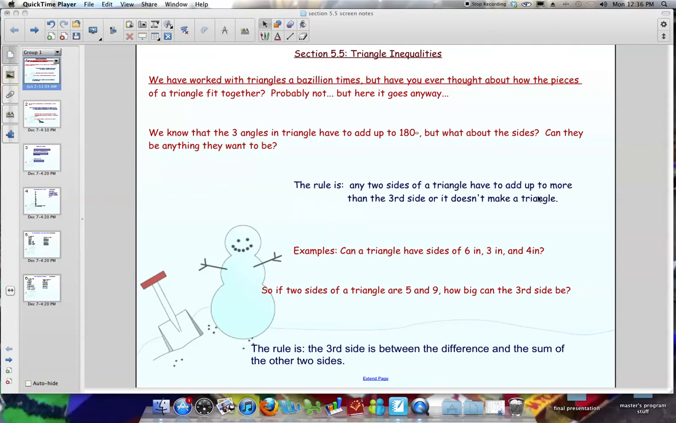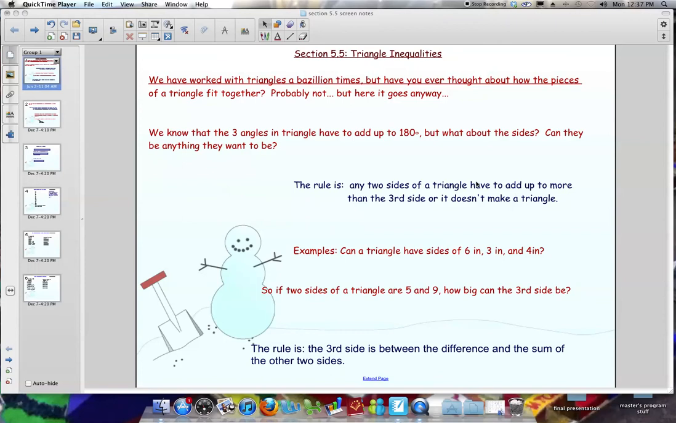So here's how it goes. If you take three sides of a triangle and you add any two of them together, that sum has to be bigger than whatever the third side is. So, for example, 6 plus 3 has to be greater than 4. 3 plus 4 has to be greater than 6. And 6 plus 4 has to be greater than 3. Since all of those hold true, the triangle can have sides of 6 inches, 3 inches, and 4 inches.